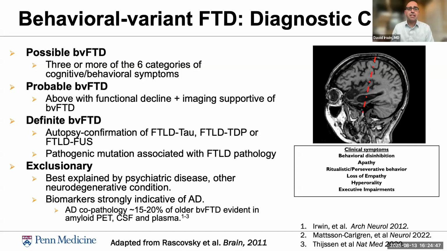Exclusionary features, when to think it's not FTD, is important. If there is a pre-existing psychiatric disease, that can be very hard to tease apart from or to differentiate from the emergence of a new social disorder, and looking for other explanations is particularly important if it's difficult to establish progression and/or imaging markers that are supportive.